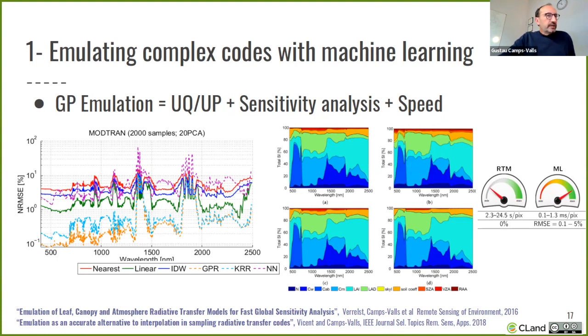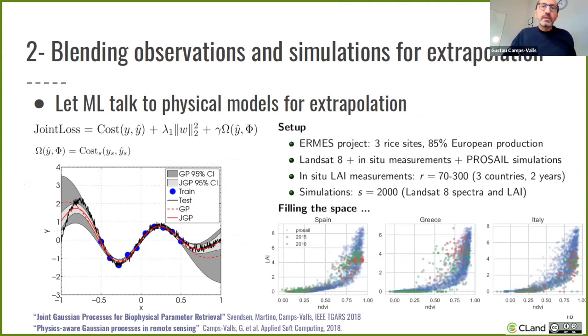Okay, so this is just one interaction between machine learning and models. The second one is how to blend observations and simulations. Again, here we use a Gaussian process for doing this. In this particular case, you can see on the left-hand side a very simple toy example where you are trying to learn this curve from this observational data in blue dots, right?